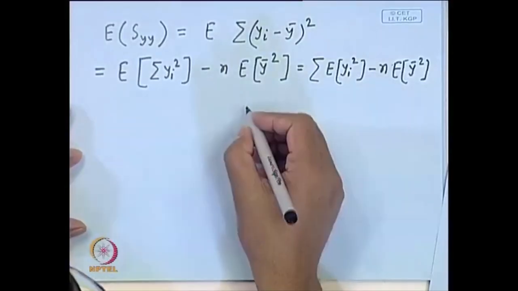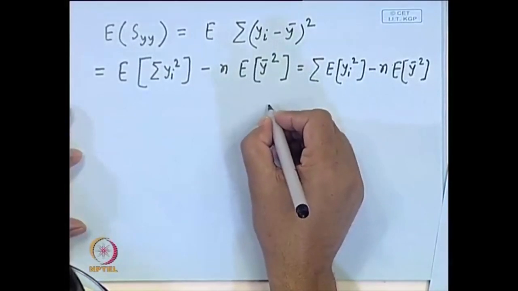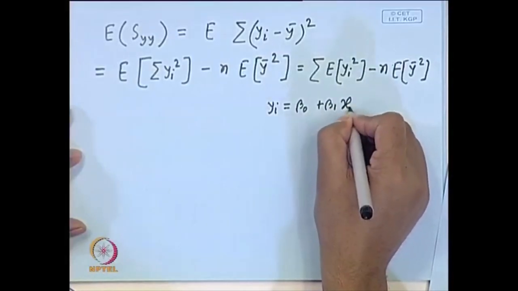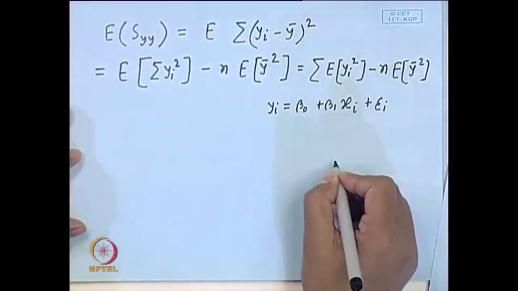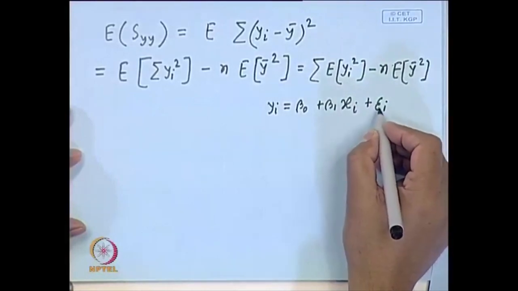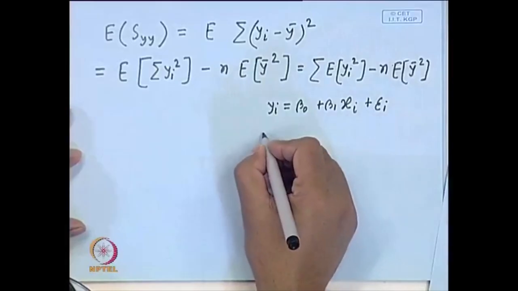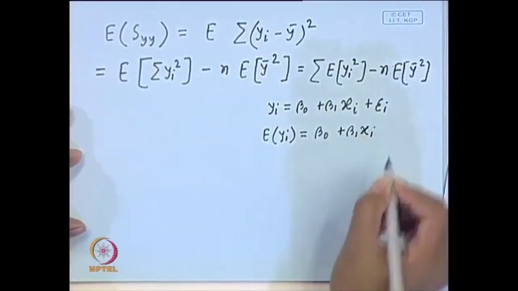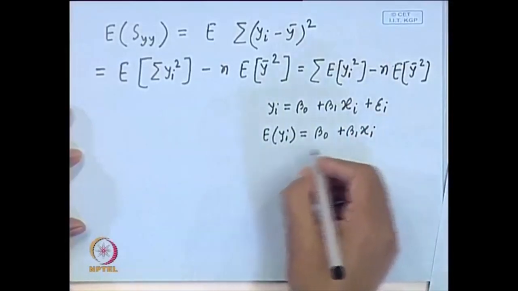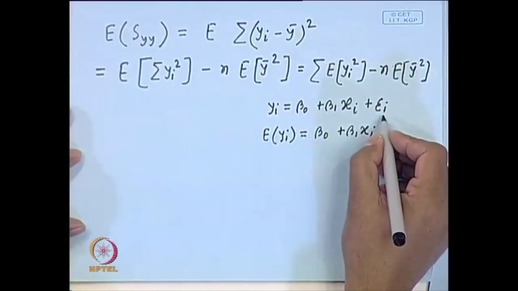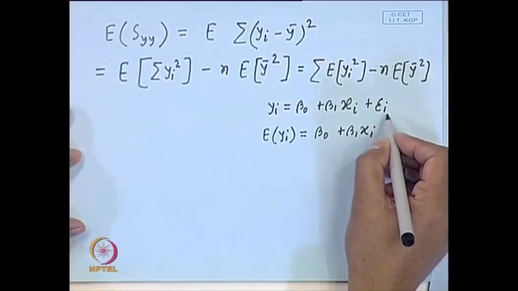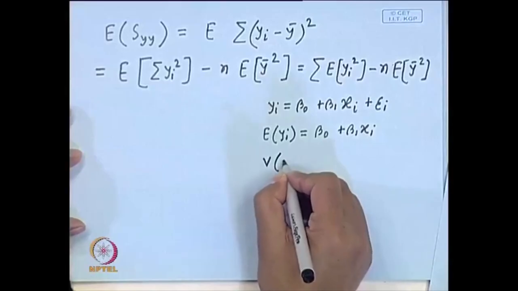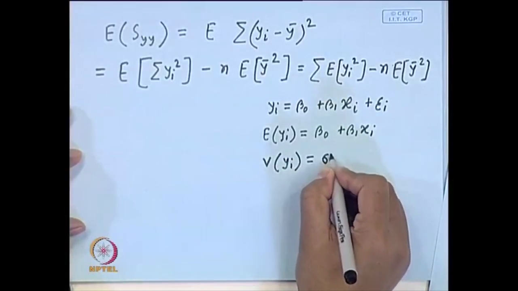Well, so what is the expectation? Let me recall the model: yi equal to beta naught plus beta 1 xi plus epsilon i. And we assume that the expected value of epsilon i is equal to 0. So, expected value of yi equal to beta naught plus beta 1 xi, right. xi is not a random variable. And we also assume that the variance of epsilon i is equal to sigma square. So, the variance of yi is also equal to sigma square.